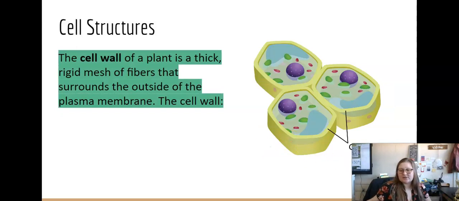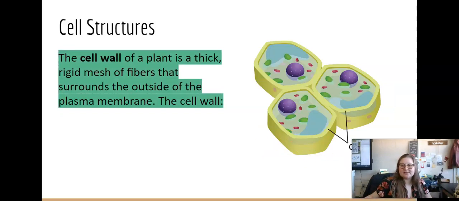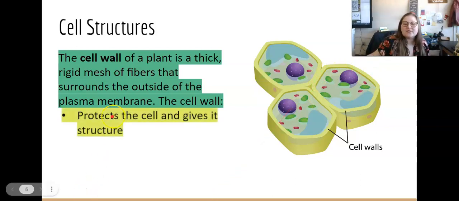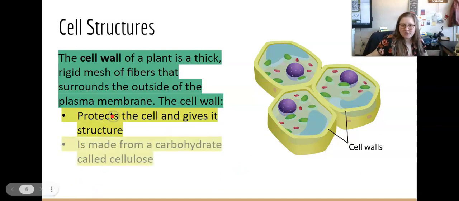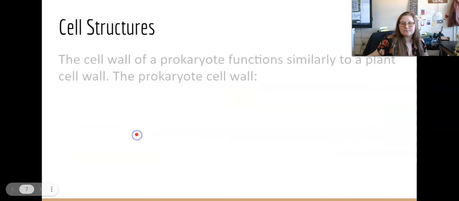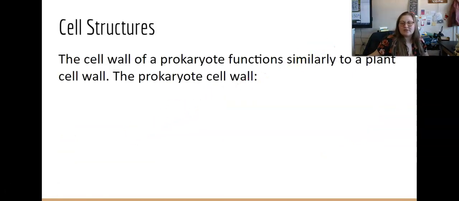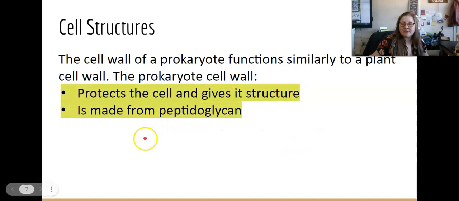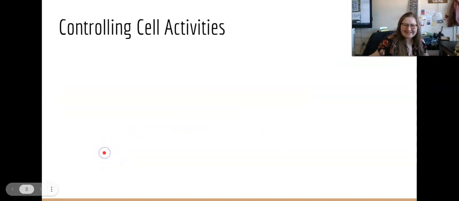All right, so cell structures here. So these are cell walls, these structured things on the outside. It's a thick, rigid mesh of fibers that surrounds the outside of the plasma membrane, and the cell wall protects the cell and gives it structure, and it is made from a carbohydrate called cellulose. The cell wall of a prokaryote functions similarly to a plant cell wall. The prokaryote cell wall protects the cell and gives it structure, and is made from peptidoglycan.